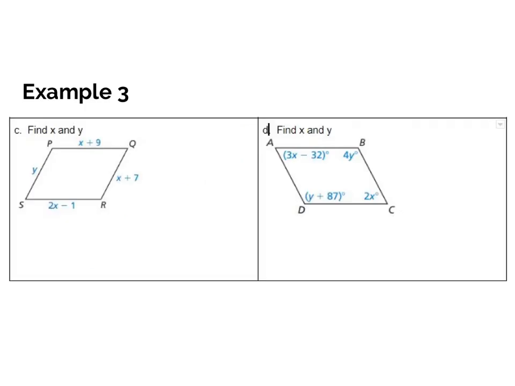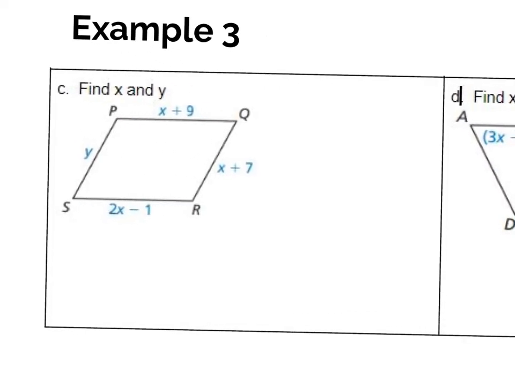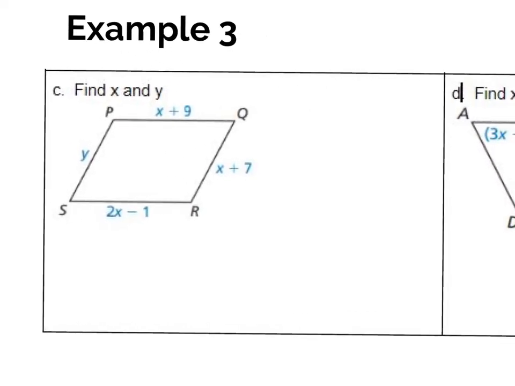All right, a couple more examples. These are going to be a little bit more involved, okay? So here we have my parallelogram PQRS. We're going to use the opposite sides and opposite angles theorem. The only difference here is you'll notice that in this first diagram, you are given x plus 9 for PQ and 2x minus 1. So using opposite sides, we know that those two are going to be equal. But notice here we have y for P to S and x plus 7 for QR. So we're going to have to solve for x and y.